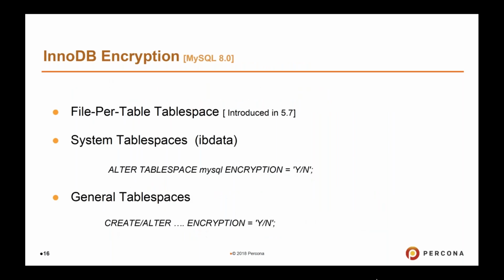Okay, so file-per-table tablespace, as I said, was introduced in 5.7, but what about the other tablespaces? Other tablespaces were not encrypted earlier, but in 8.0 this has happened. For the system tablespace, that is ibdata, after enabling the plugin, this is the command: ALTER TABLESPACE mysql ENCRYPTION equal to 'Y', meaning yes. If you want to disable the encryption, execute the same command again, passing the 'N' argument, that is no. So you can pass these yes or no arguments to enable and disable encryption for the system tablespace.